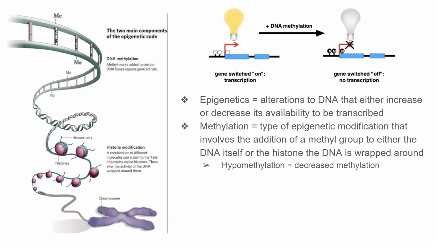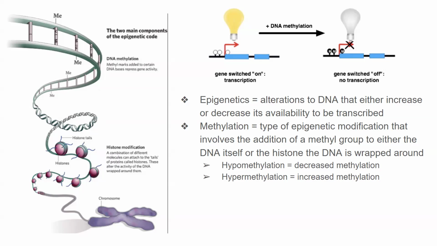And some more terminology regarding methylation, because what we've talked about in class is hypomethylation. This is decreased methylation of a DNA sequence. If you have hypomethylation of a DNA sequence, that gene's going to be turned on more, and you're going to have more transcription of that gene, more protein being expressed or made. Hypermethylation is the opposite.